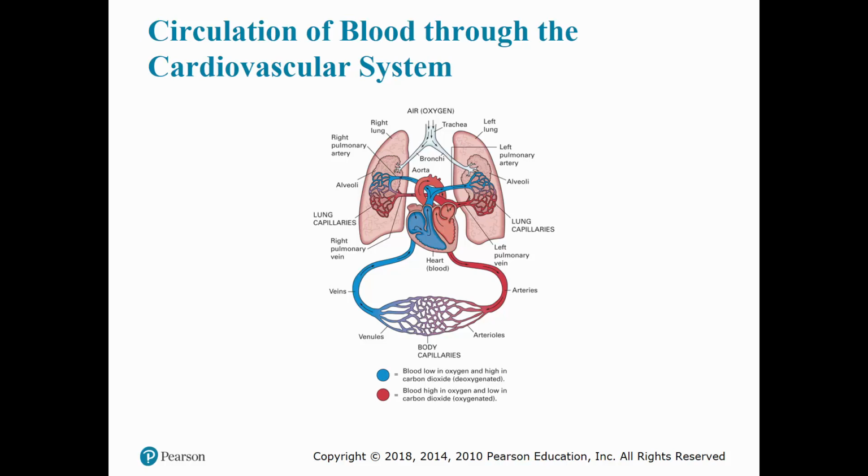It then goes to the veins and back to the right ventricle. Again, the exception to the rule that veins carry deoxygenated blood is the pulmonary vein, which carries oxygenated blood from the lungs back to the left atrium.